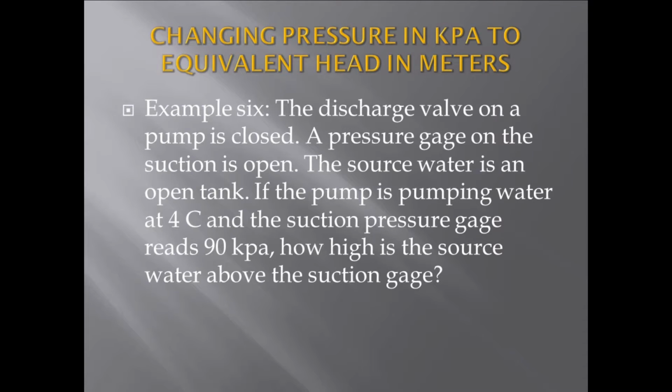Example 6. The discharge valve on a pump is closed. A pressure gauge on the suction is open. The source of water is an open tank. If the pump is pumping water at 4 degrees C and the suction pressure gauge reads 90 kPa, how high is the source water above the suction gauge?